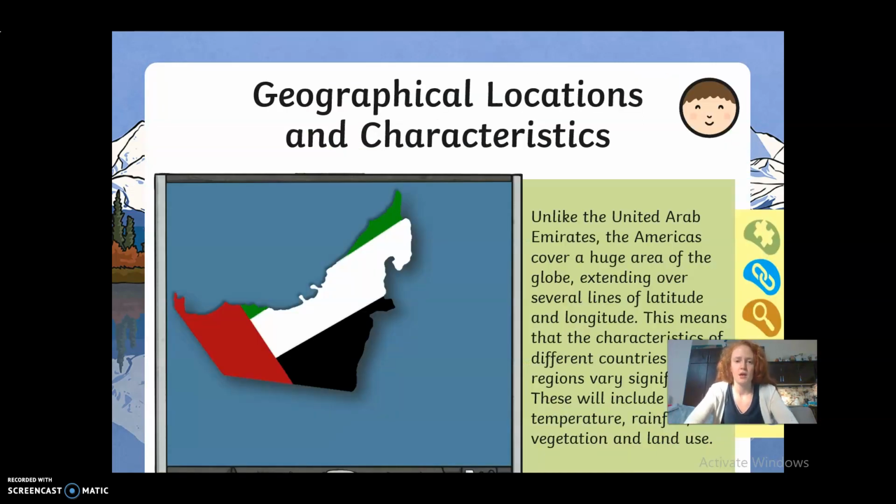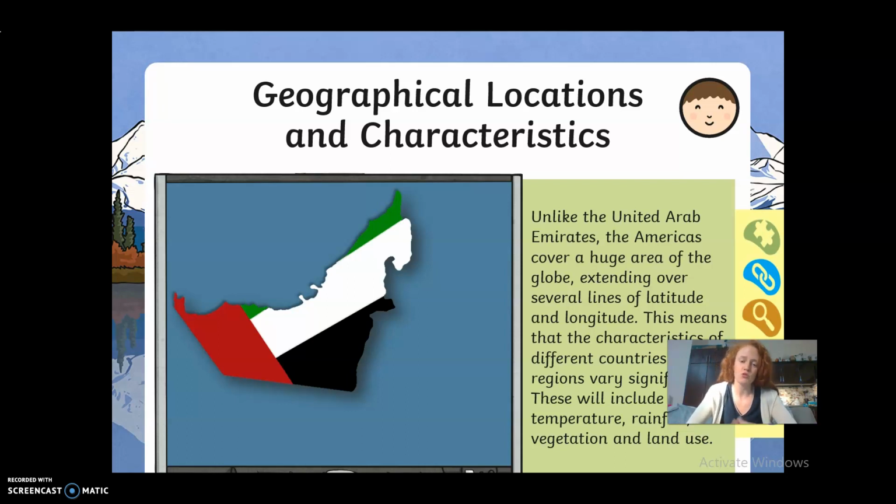Perfect. Now, unlike the United Arab Emirates, so here we have a map of the UAE. Everyone knows this map. We are very familiar with it. Unlike the United Arab Emirates, the Americas cover a huge area of the globe, extending over several lines of latitude and longitude. This means that the characteristics of different countries and regions vary significantly. These will include things like temperature, rainfall, vegetation, and land use.